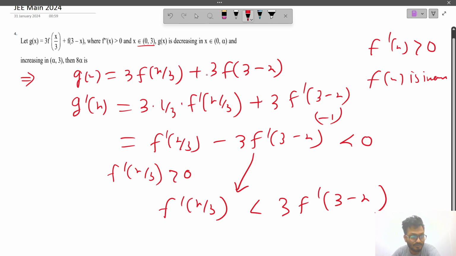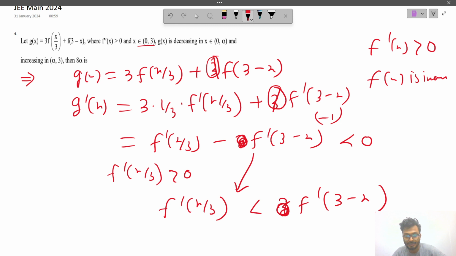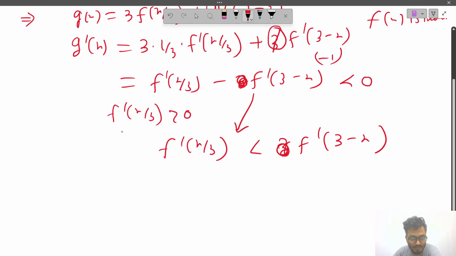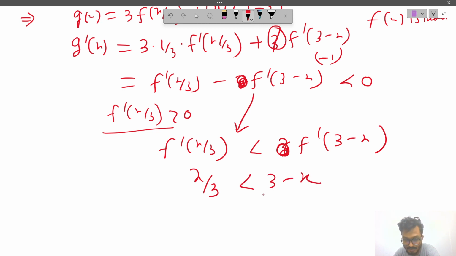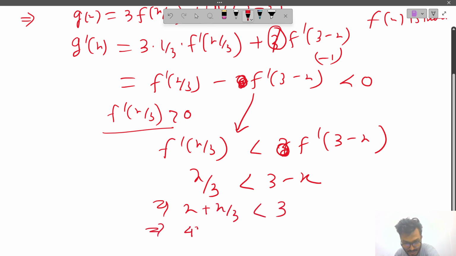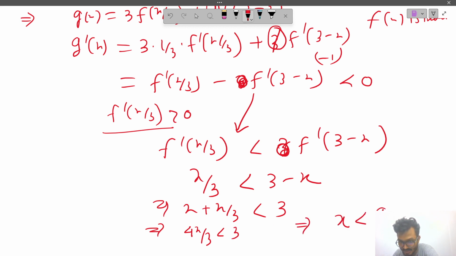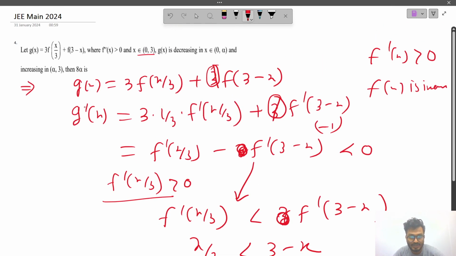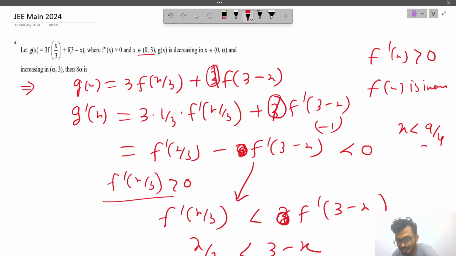So here is a mistake, I guess. This 3 was not there, so this 3 will not be there, right? So now f(x) is increasing, so we can write x/3 less than 3 - x. So what we get? x + x/3 less than 3. So this implies that 4x/3 less than 3. So this implies that x less than 9/4. Now what is given? x is less than α, right? x is less than α. So x is less than 9/4, and this is our α.